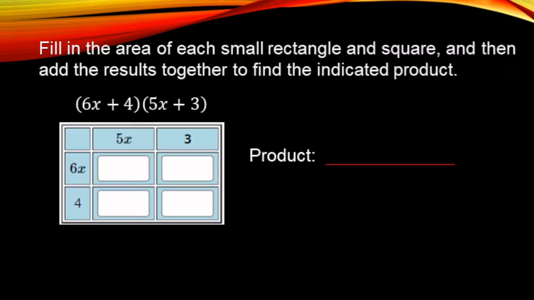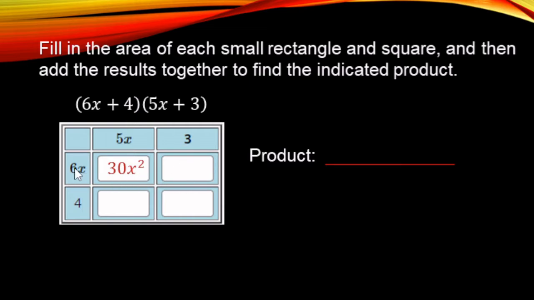All right, so now we're going to look at an example using the box method, just so you're familiar with it. Here we have 6x plus 4 times 5x plus 3. So there's the 6x and the 4, the 5x and the 3. Now, if you got longer polynomials, you just keep adding columns or rows to that. Now, this is just a multiplication table. So this box right here, that comes from 5x and 6x being multiplied, so 30x squared.